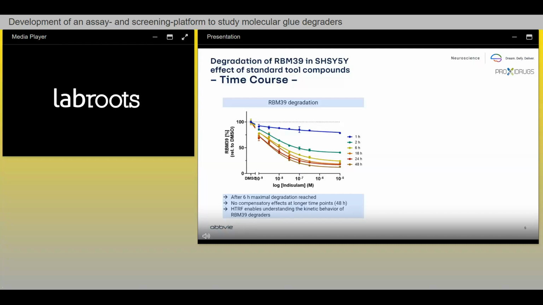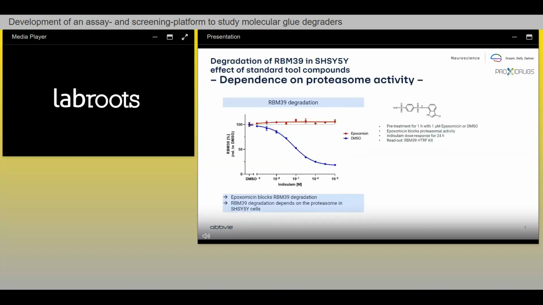which clearly showed us that we can use HGRF assays, in this case for RBM39, to also understand the kinetic behavior of RBM39 degraders, which might be of interest further down the line during drug discovery and development.